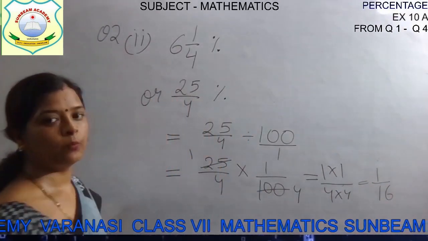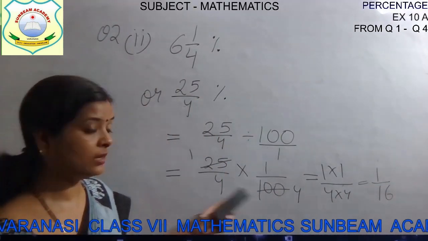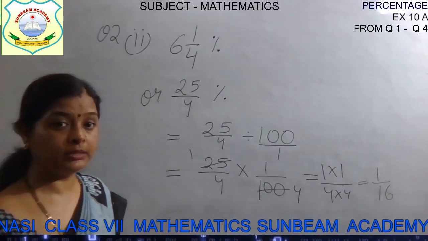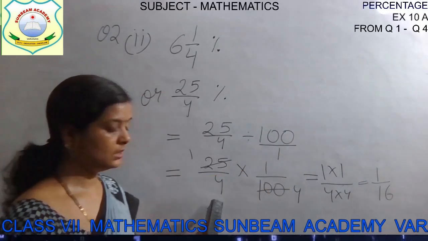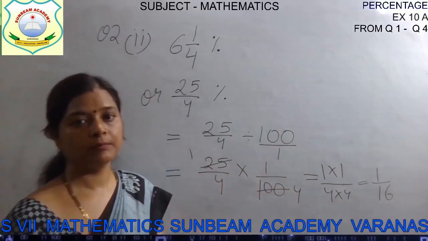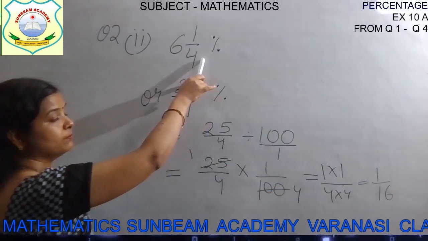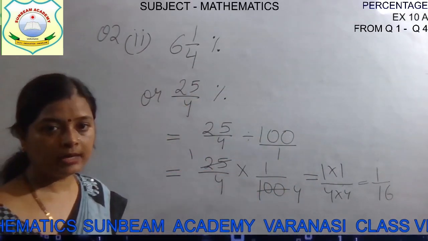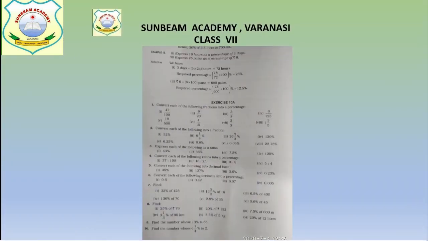Answer is 1 by 16. No need to write directly that 4 is left here, 4 is left here, and we have to multiply, so the answer is 16. Never ever do it this way. Just see the numerator, 1 is left, write it down. See the denominator, 4 into 4 is left, write it down. Then your answer will come in proper form, 1 upon 16. So children, you have converted the percentage into a fraction. Answer is 1 by 16.